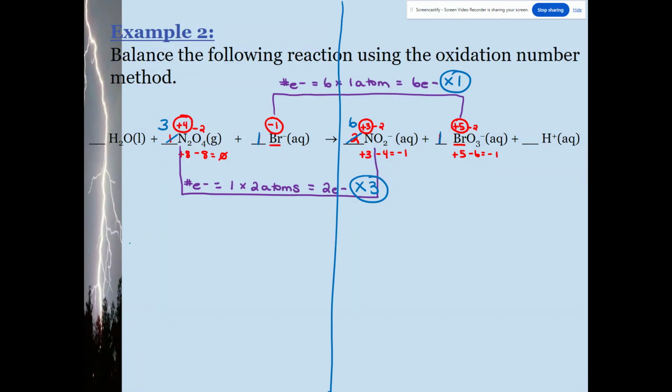So oxygens first. Omitting, I don't know why I crossed out the water. We're going to start with those crossed out. I have 12 oxygens on my reactant side, and 12 plus 3, 15 on my product side. So I need 3 water molecules. And then my hydrogens, that gives me 6 hydrogens. And on this side I have none, so I need to add 6 hydrogen ions. So my balancing coefficients are 3, 3, 1, 6, 1, 6.